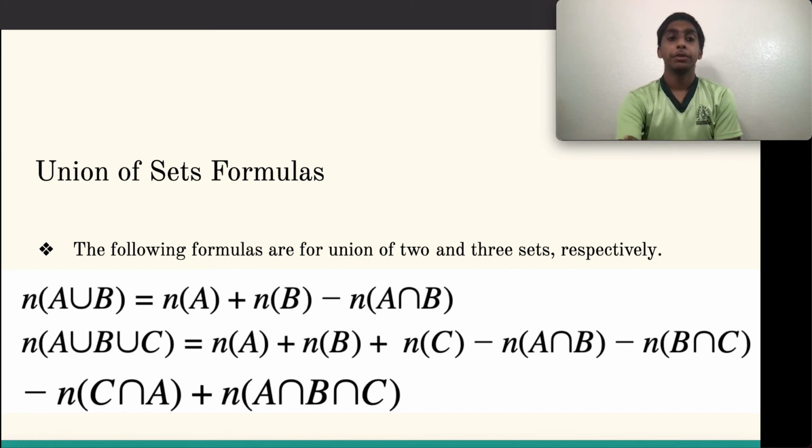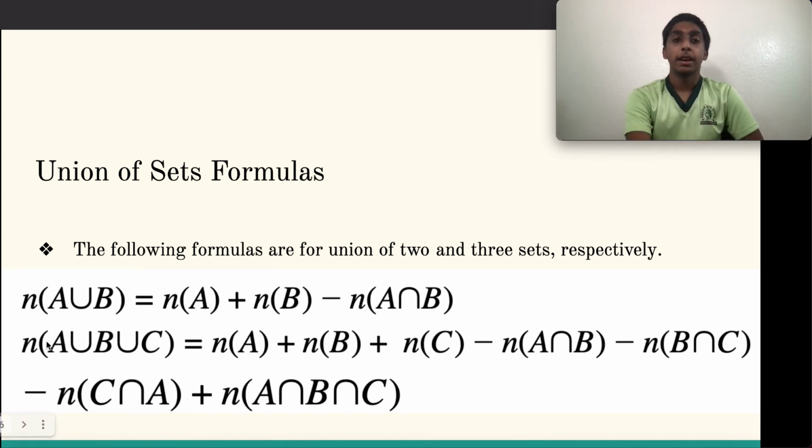The first one, if you have n of A union B, you can split it up into n of A plus n of B minus n of A intersection B. Sometimes you don't want to find the union, but you know what the intersection is, so then you can just plug it into this formula.